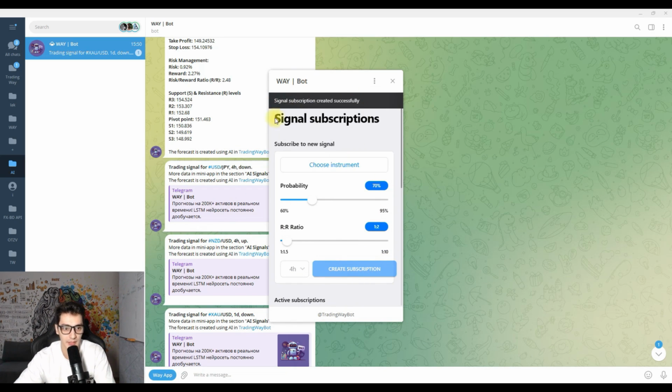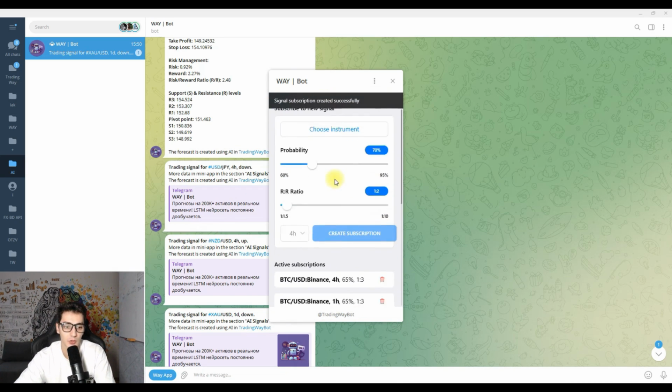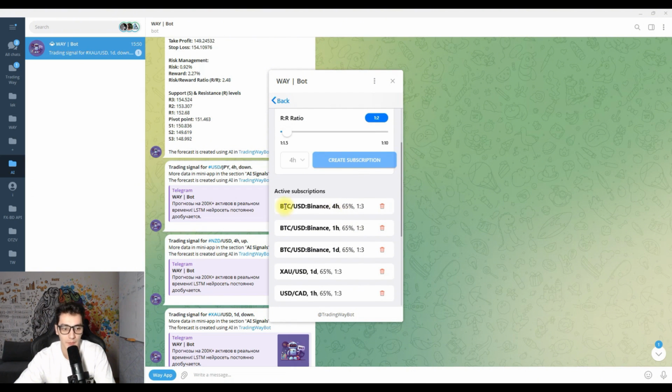And as you can see, this thing appeared showing that you've created a new subscription, and here it is. Now the neural network will search throughout the day on the 4-hour charts and make its own queries for Bitcoin so that the probability of the price movement model working out in advance is above 65% with a risk ratio of 1 to 3. If it's higher, it will notify you and send you a signal.